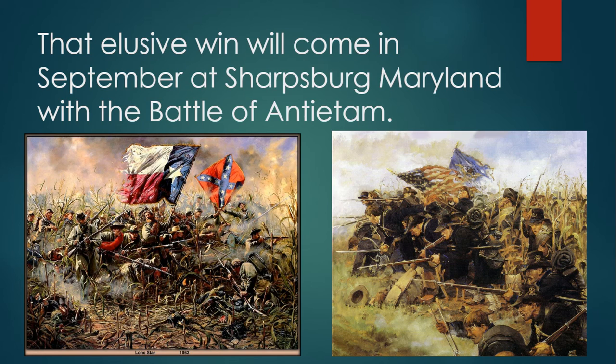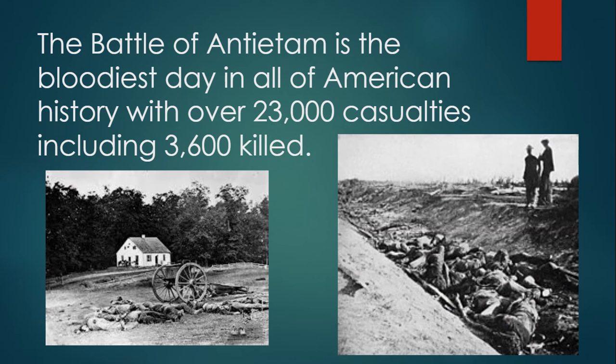September 17th, 1862, in a town of Sharpsburg, Maryland, along the Antietam Creek. It's going to be one of the biggest battles of the war. It is fiercely fought, and by the end of the day, it becomes one of the bloodiest days in all of American history. 23,000 casualties, 3,600 killed outright that day.